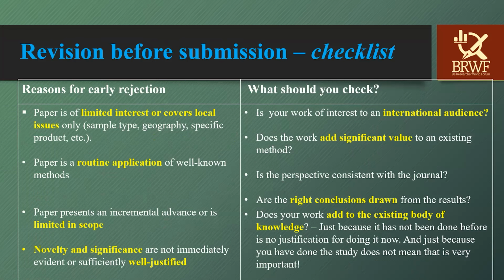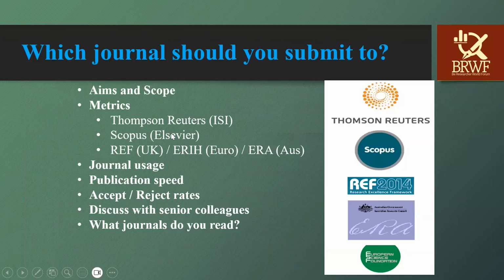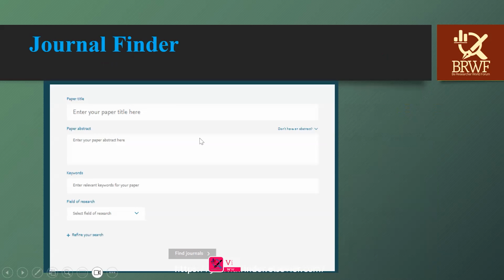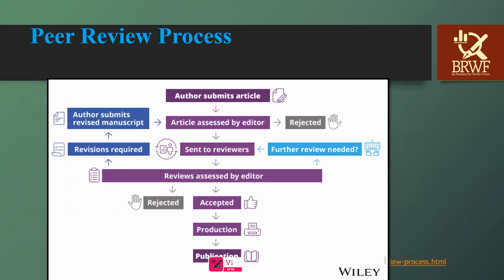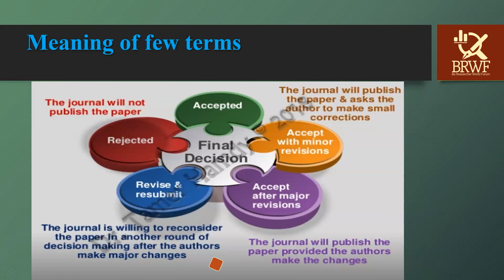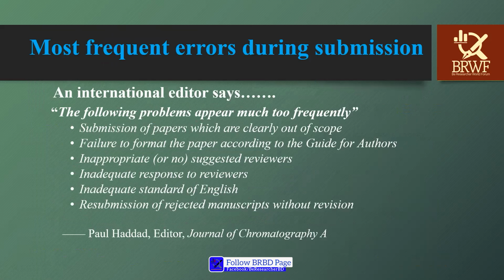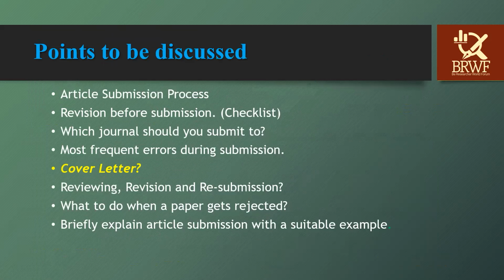revision before submission. Under this point, we discussed reasons for early rejection and what we should check. And we discussed which journal you should submit to, how you can find or select a journal through journal finders, peer review process, submission to acceptance, and we discussed the meaning of a few terms. We also discussed more frequent errors during the submission process.